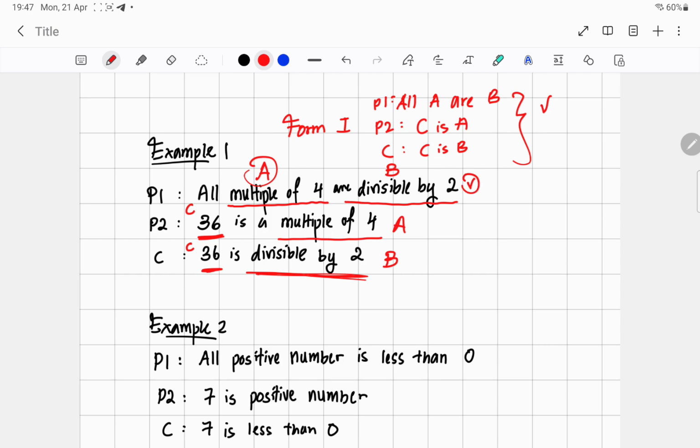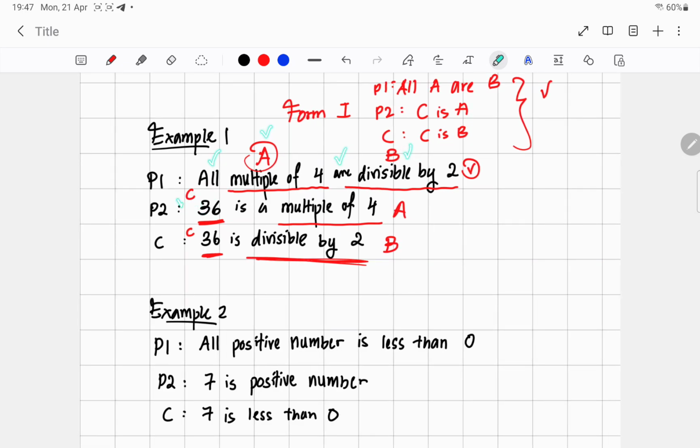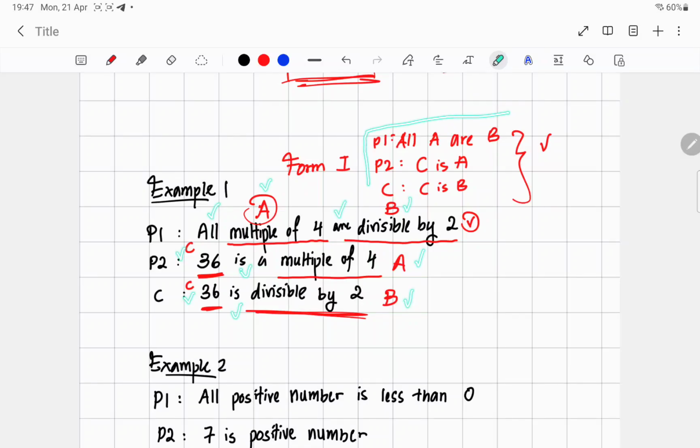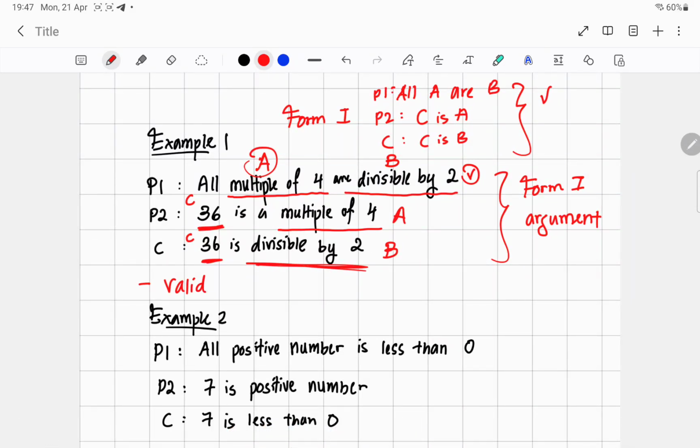So you see this argument: all A are B, C is A, C is B. Does it fulfill this form? It fulfills this, which means this argument is a form 1 argument. When it is a form 1 argument, you can say the argument is valid. So once it's valid, you should see whether it's sound or not sound.